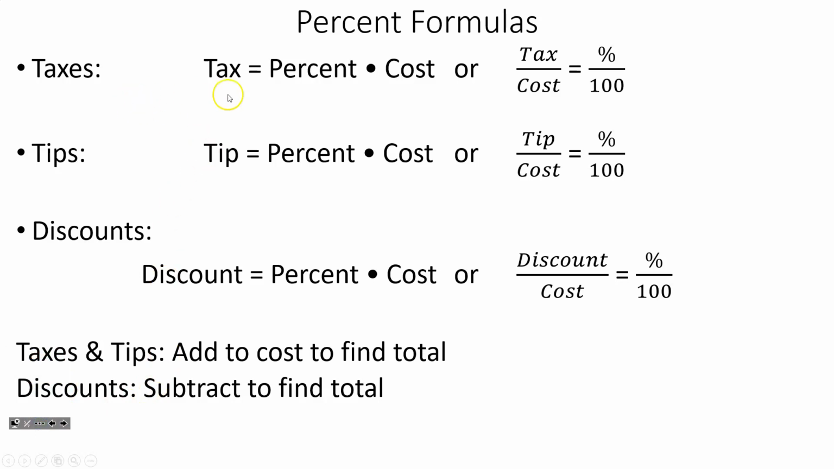So as far as percents review, these are kind of the formulas that you'll need to know for taxes, tips, and discounts. Remember, you can either do something like an equation, or you can set it up as a proportion. Either one is fine. With the taxes and tips, you need to add the tax and tips to the cost to find the total. For a discount, you need to subtract the discount from the cost to find the total.